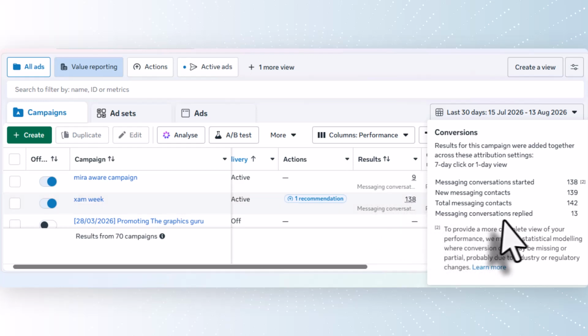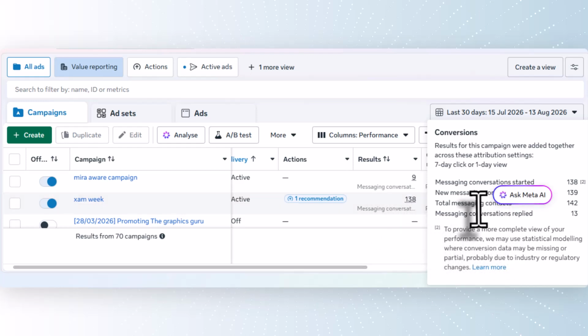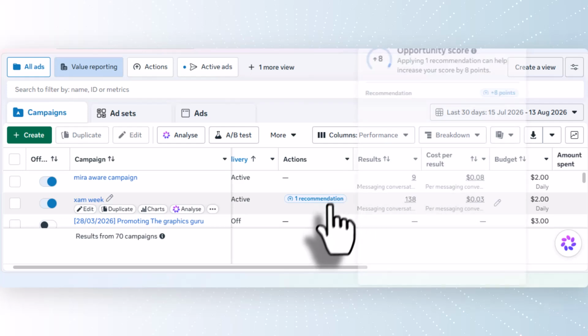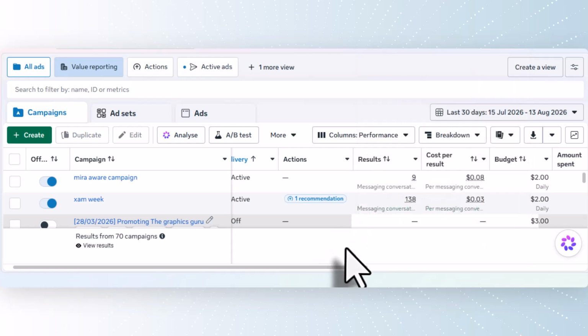So check message conversation template 13, total message continue 142, message started 138, new message 139, everything at the lowest cost. This is the recorded version, recorded cost and cost per result for my ads campaign. This is the highest for me. So that's the sharing for the August 2026 month campaign.